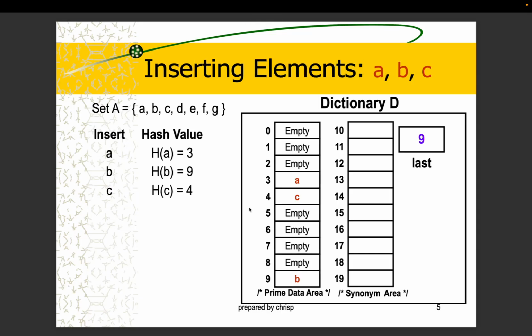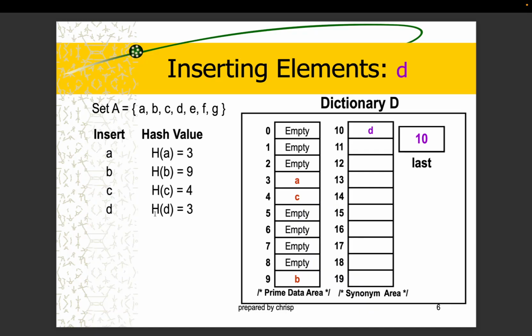So let's take a look at what happens when we insert the elements. Remember, when we hash something, we get the value where it should belong. So hash of A is 3, therefore A should belong in index 3. Hash of B is 9, therefore B belongs in 9. Now take a look. All of the values by default are to be inserted into our prime data area first. The only time we insert into the synonym area is when we have a collision.